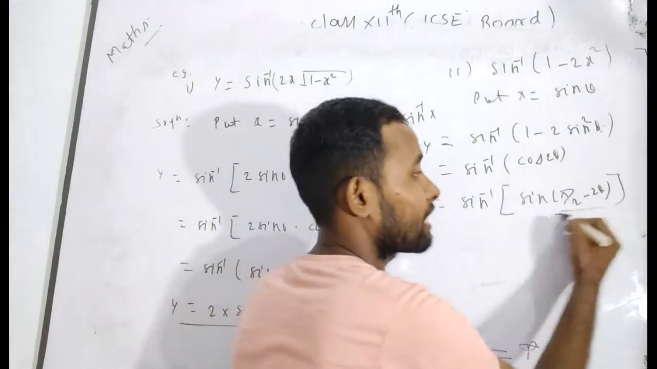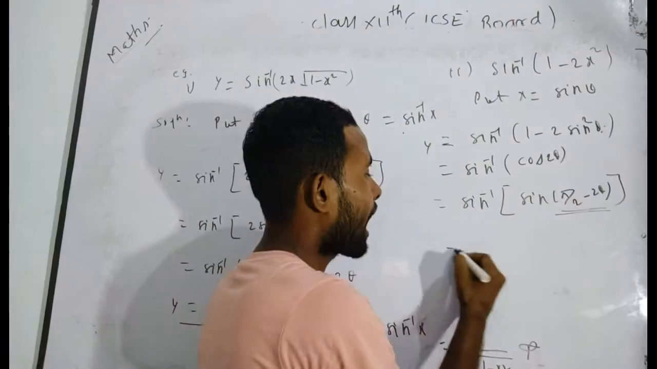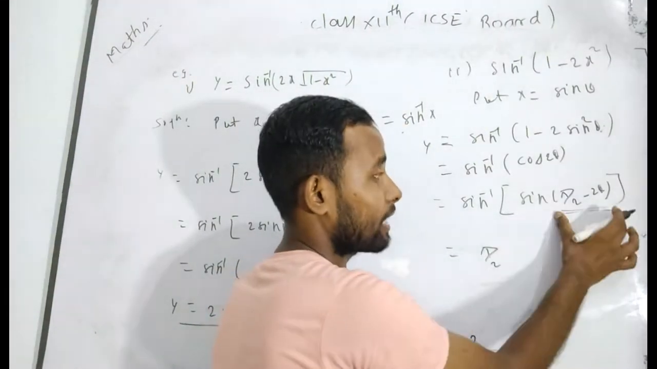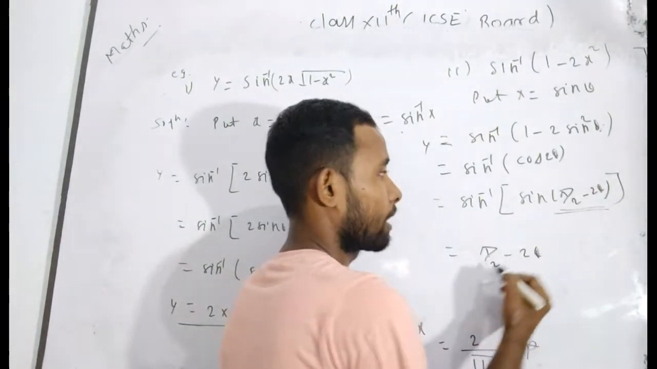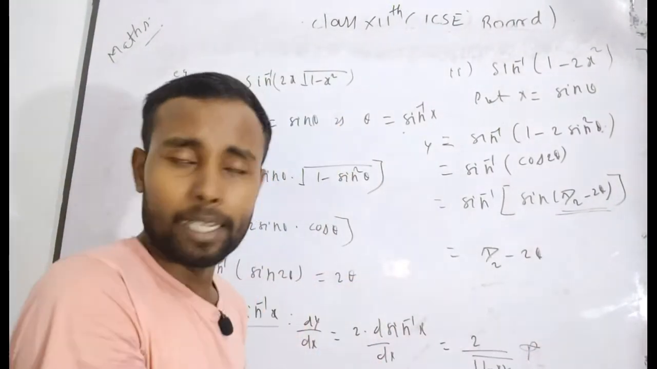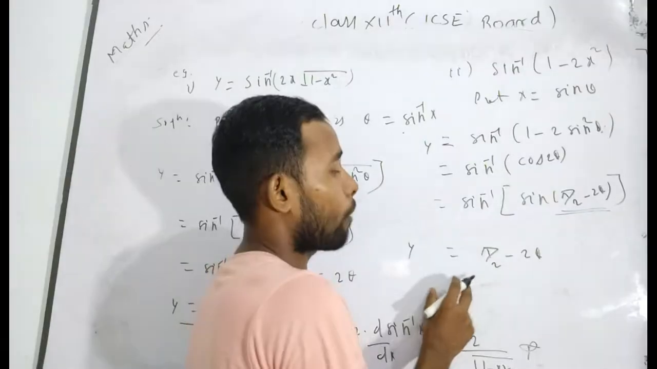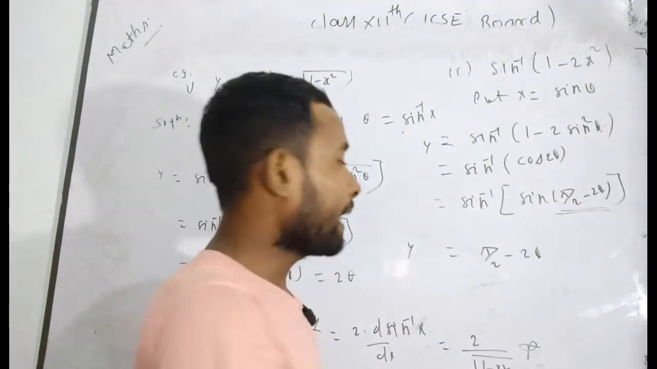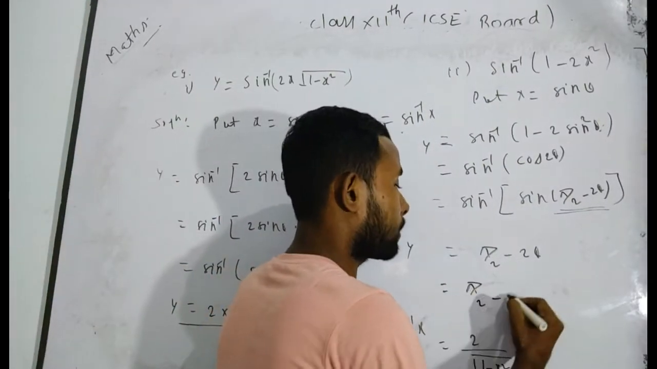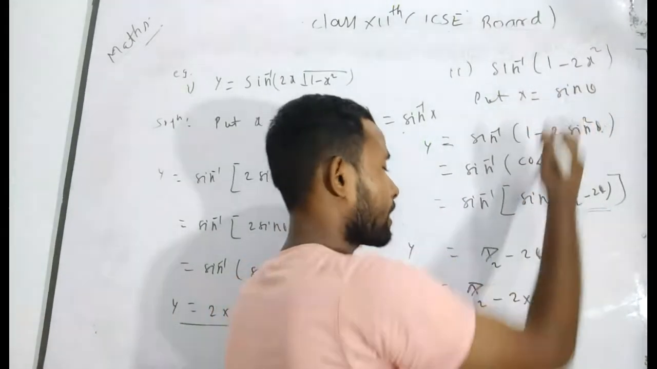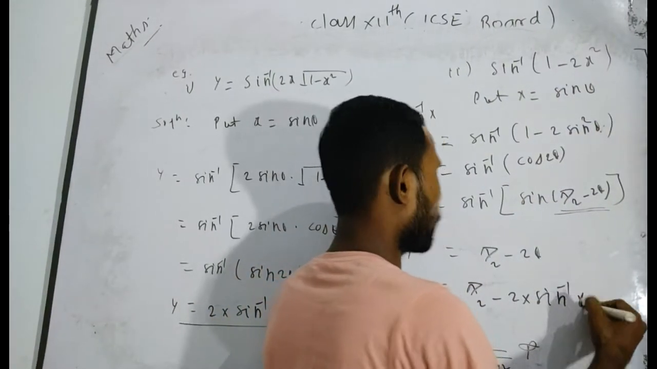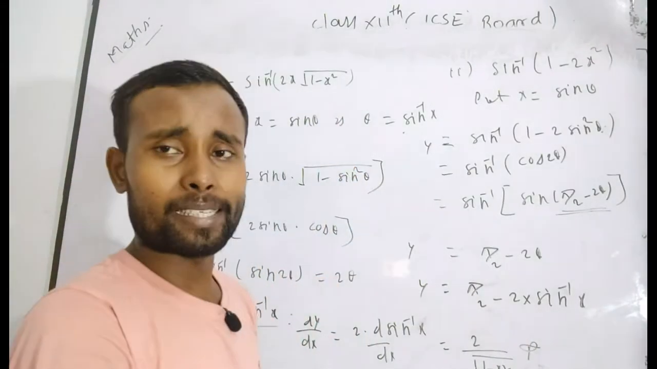In place of theta, there is given pi by 2 minus 2 theta. So after using sin inverse sin theta will be theta, it will be pi by 2 minus 2 theta. Now you get y is equal to pi by 2 minus 2 theta. But as you know that theta is equal to what? Sin inverse x. So it will be y is equal to pi by 2 minus 2 sin inverse x.